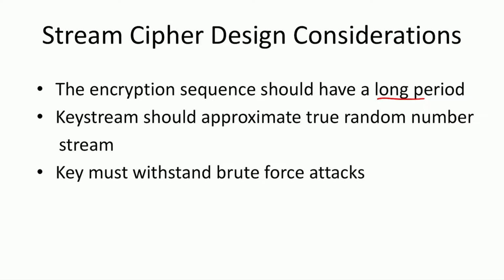Number three is that since the output of the pseudo-random number generator is conditioned on the value of the input key, to guard against brute force attacks, the key needs to be sufficiently long. So with the current technology, today a key length of at least 128 bits is considered secure. So all symmetric encryption techniques, be it a stream cipher or a block cipher, need to have a minimum of 128-bit key size.